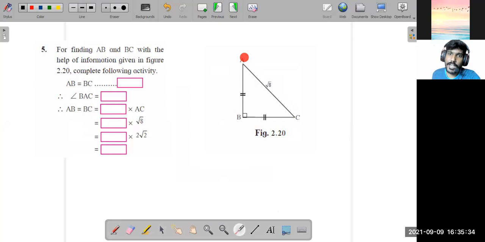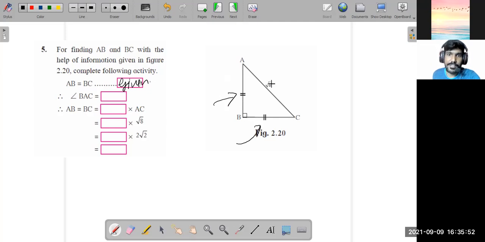So in this, the length of the hypotenuse AC is given as root 8. And AB is equal to BC is given to you. If you see in the question, AB is equal to BC, there are two lines on that, which means they are equal. So here you write given.